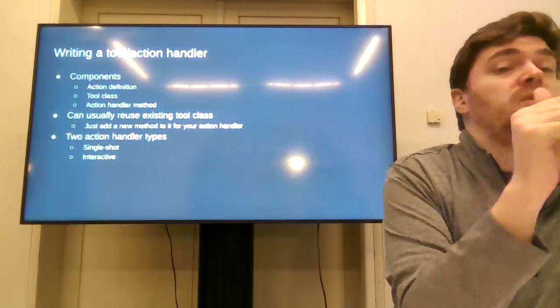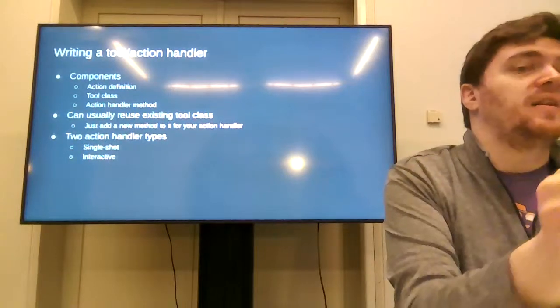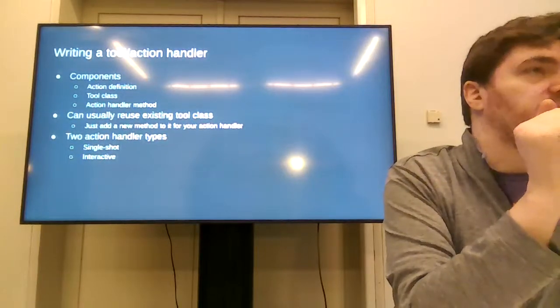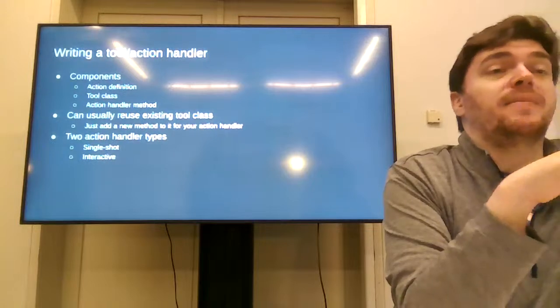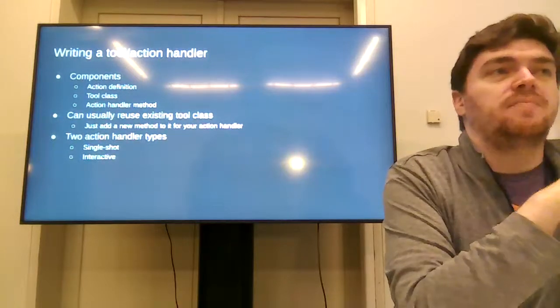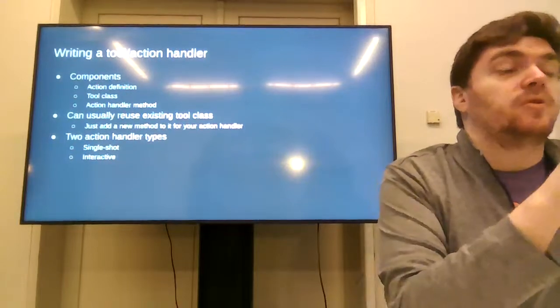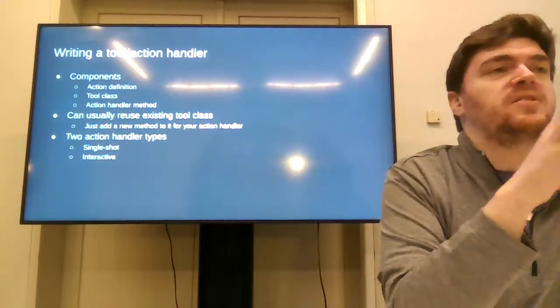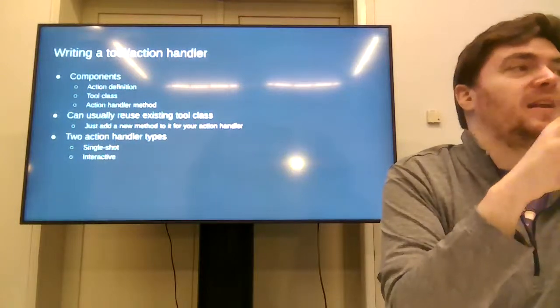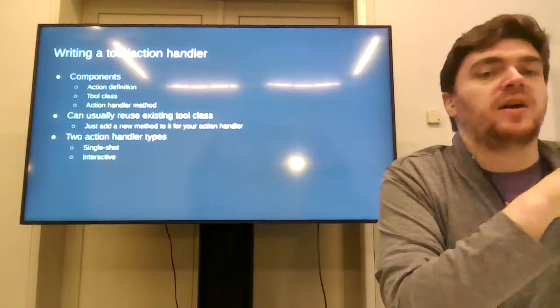Now we have two different kinds of handler types. What I'm calling single shot, and then another one that's interactive. I'm not going to be talking about interactive in this because that has a lot more intricacies in it, because you actually have an event loop running and things like that. So if you want to do anything interactive, it's best to look at examples in the code and ask for help, because there are some gotchas, especially when you're doing interactive.